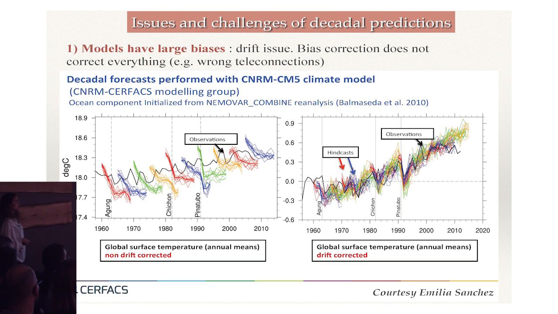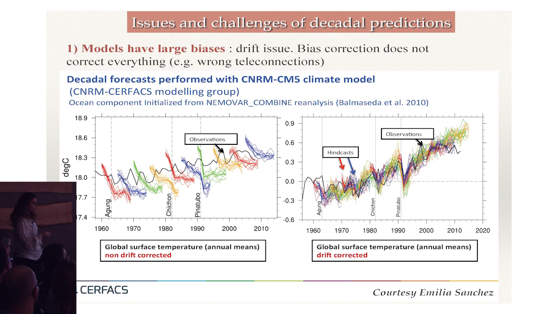So I'll just finish by highlighting some issues and challenges of decadal prediction. As I mentioned earlier, we use coupled models for this. Models we use have really large biases in a number of areas of the globe. So the drift issue that I mentioned is illustrated here again for the CNRM CERFACS model, and you clearly see how the drift happened when we initialize the model with observation. And this is really an issue.